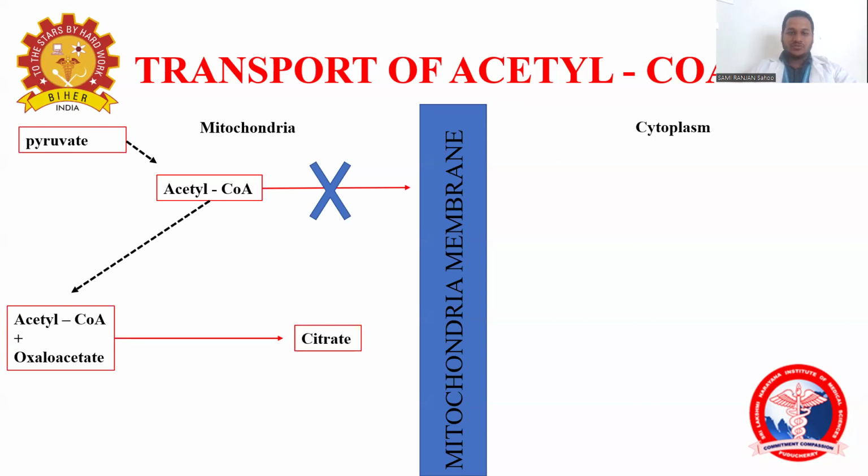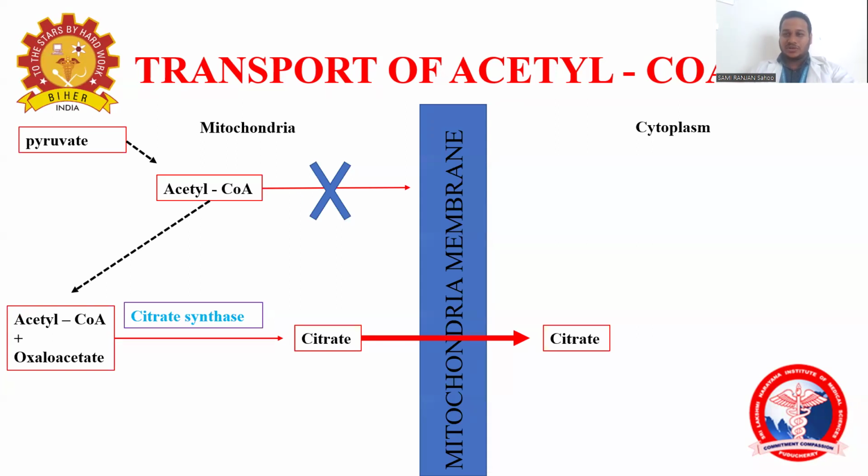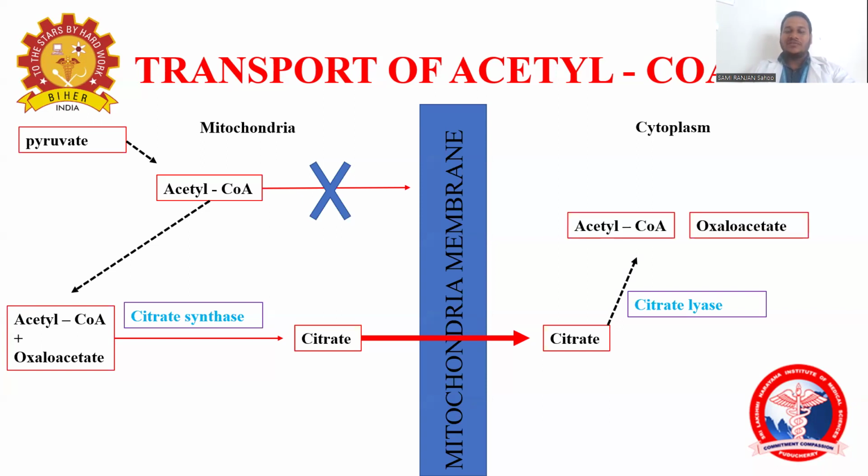Citrate can easily cross the mitochondrial membrane. Acetyl-CoA plus oxaloacetate forms citrate with the help of citrate synthase. This citrate crosses the mitochondrial membrane, and it is needed for biosynthesis of fatty acid. Citrate then undergoes lysis with the help of citrate lyase, breaking down into acetyl-CoA and oxaloacetate, so finally we get acetyl-CoA in the cytoplasm.